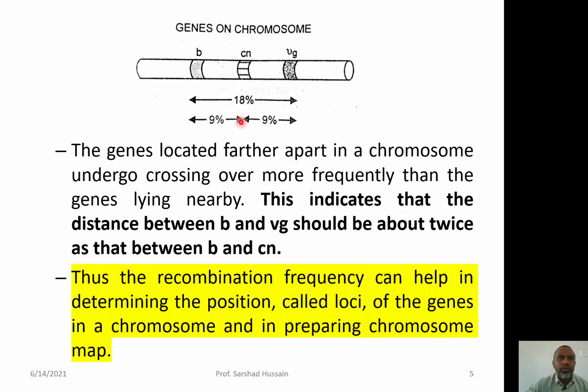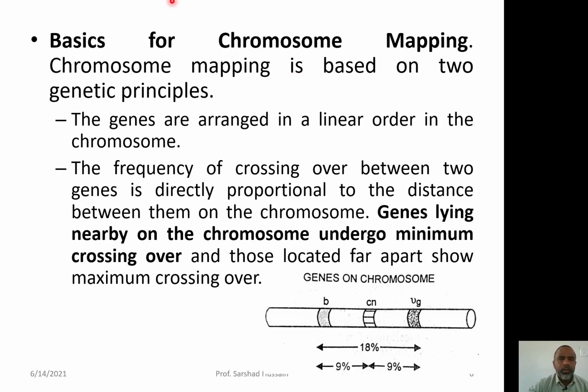So, basically you have to devise some method through which you can place the gene on a chromosome. It is the frequency of crossing over which helps us to place the genes on a chromosome, to determine the distance between two genes, and to determine the sequence of the genes, that is, which gene is located how far apart from another gene. There are two genetic principles which are very helpful for preparing the chromosome mapping, or the genetic mapping.